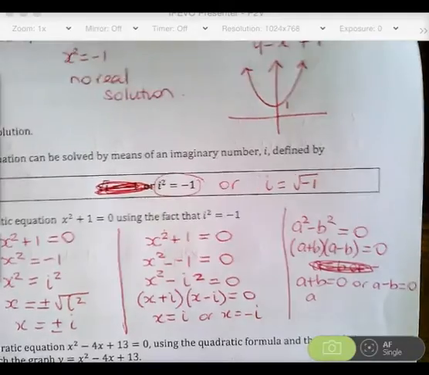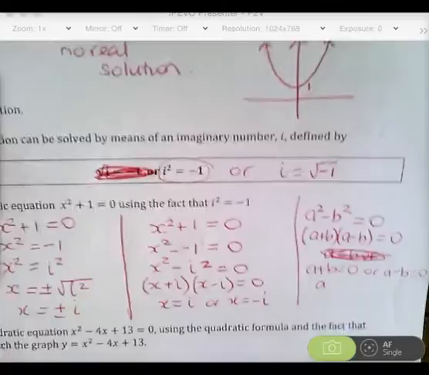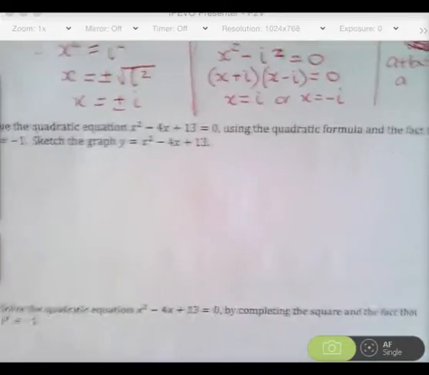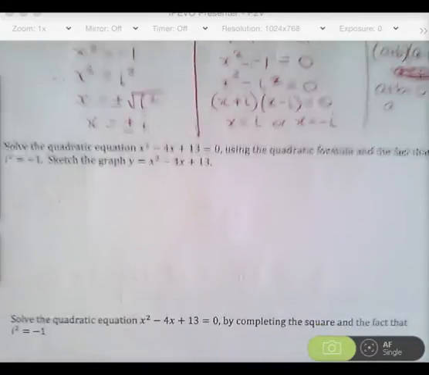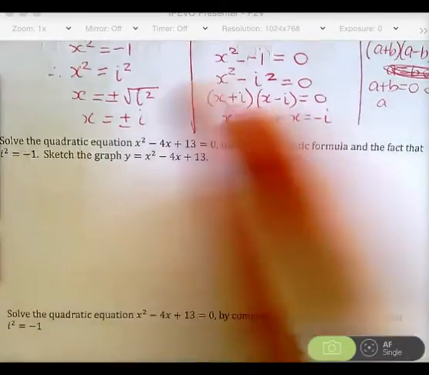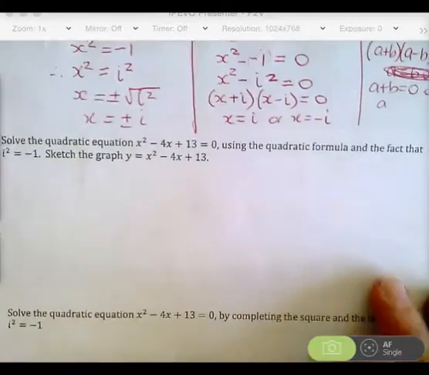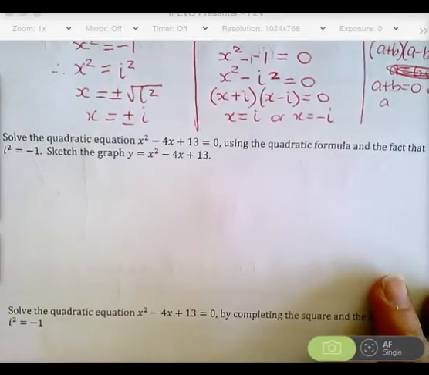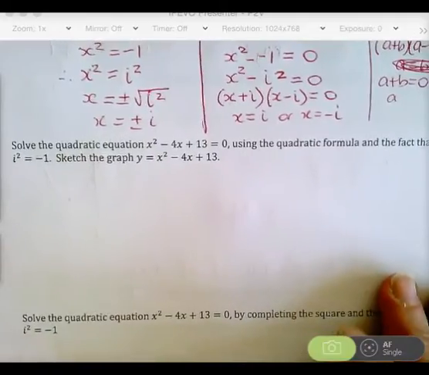All right? So now we're going to get into some questions here. Okay, it says, next question. So we're going to use this idea now. Solve the quadratic equation x squared minus 4x plus 13 equals 0. Girls, we're going to need to work in two columns here. Using the quadratic formula and the fact that i squared equals -1, then we're going to sketch the curve.